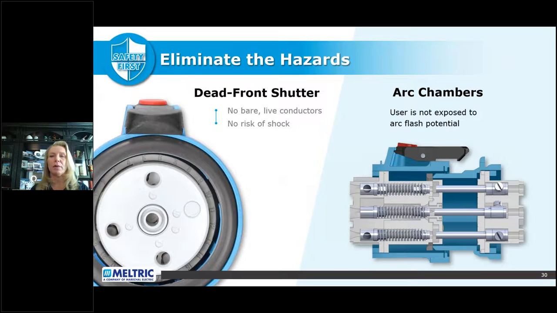So what MELTRIC does is eliminate the hazards. I am going to stop sharing my screen for just a second and show you how we do that.